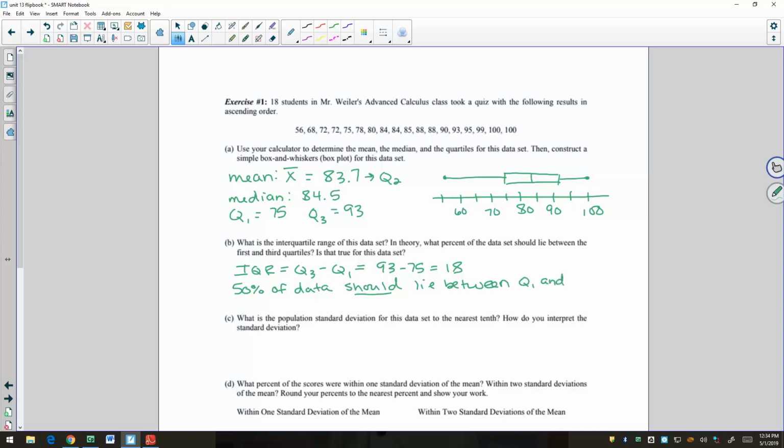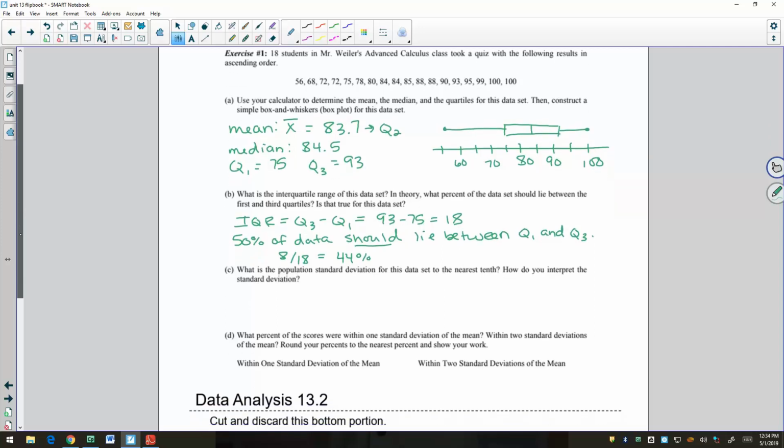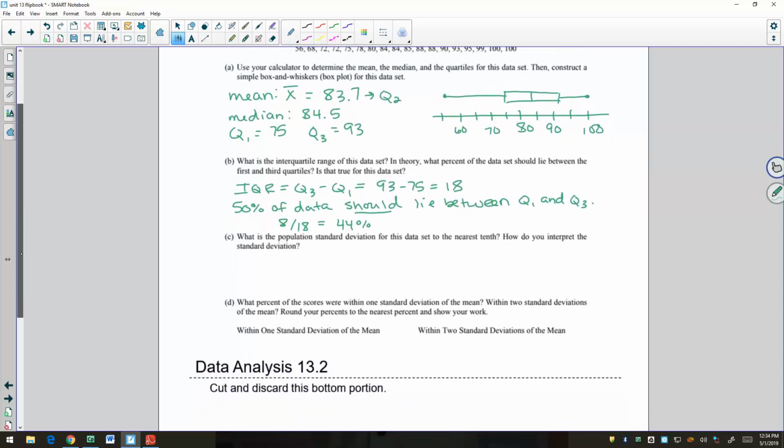In our case, using this data, if you count up the number of scores that fall between quartile 1 and quartile 3, for our data that was 8 out of 18, which is 44%. So it's close to 50. It's not exactly 50, but for our data, we had about 44% fall between quartile 1 and quartile 3.